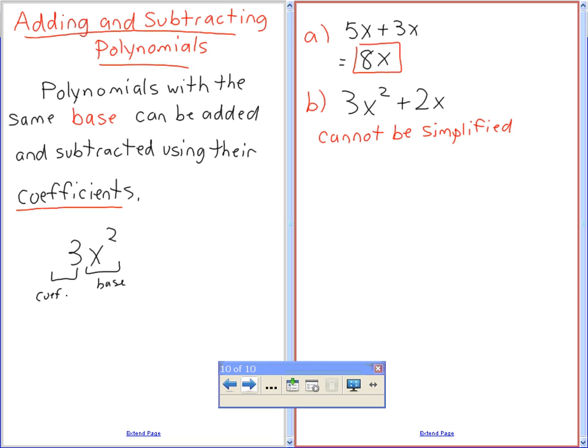Why can't I do anything with that? Well, because one of them is squared and the other one isn't, you can't do anything about it since you don't know the variable. X squared and x aren't the same. Okay, so everyone see that? It's very, very important.